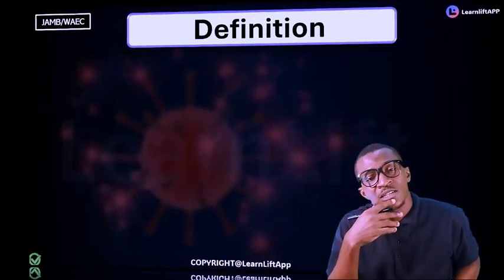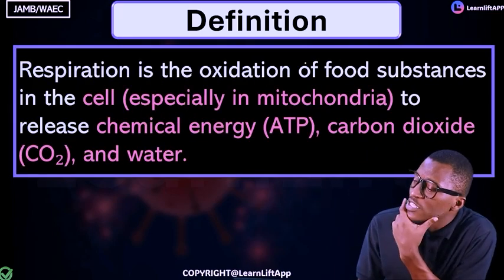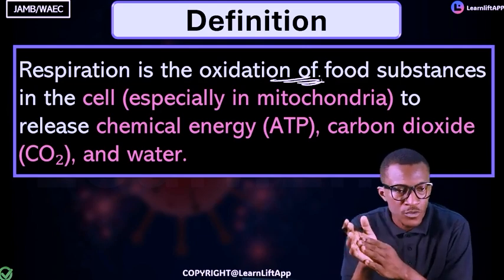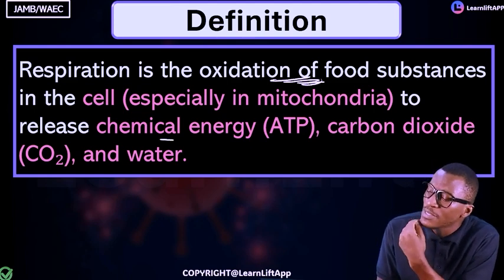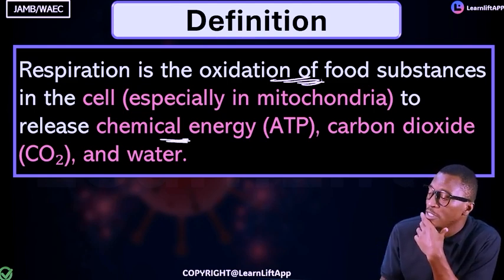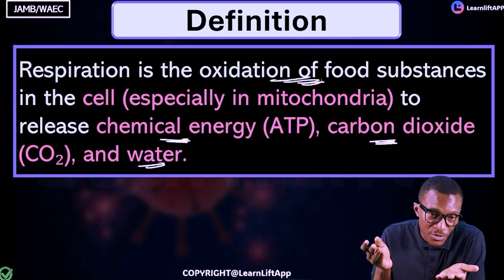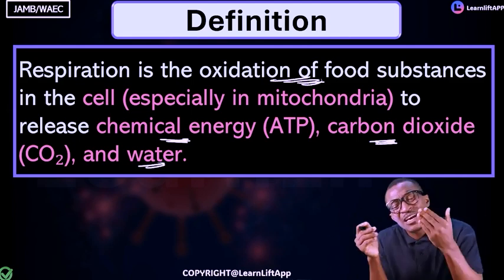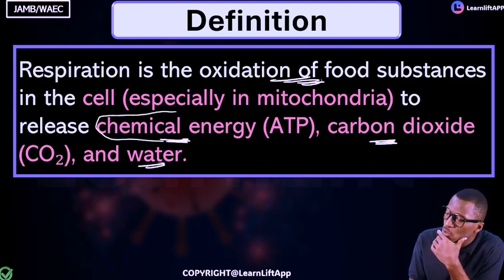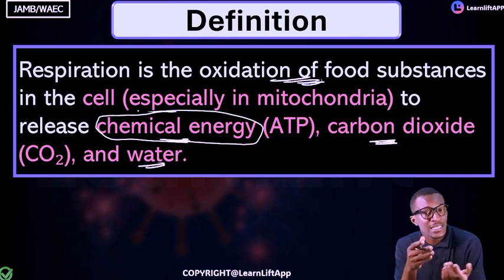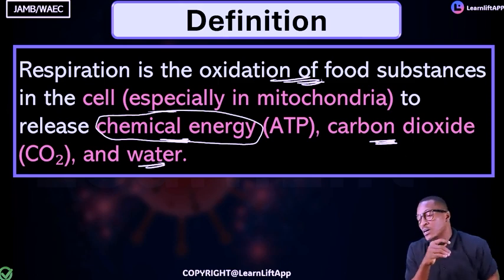First, let's introduce ourselves with respiration and the types. Of course, we already defined respiration. We said that respiration is the oxidation of food. When we break down food substances in the cell, especially in the mitochondria, to release chemical energy, that's in the form of ATP, to release CO2, that's carbon dioxide, and water, we are saying respiration has taken place. It is the oxidation of food substance. What we need is this chemical energy. So, when food substances are oxidized, that means they react with oxygen to release energy, CO2, and water. We are doing what? Respiration.